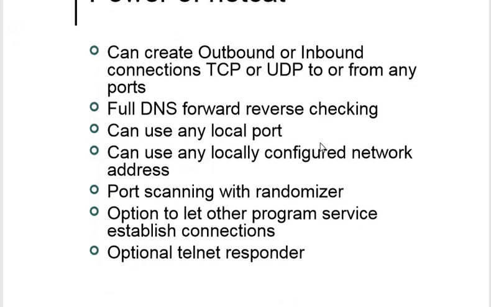So the power of netcat, what exactly can netcat do? It can create an outbound or inbound connection, TCP or UDP, to any ports. Outbound means, let's say you have port number 40. We will talk about the technical term traffic. When any data comes out from port number 40, that is called outbound. When any data comes into any port, it is called inbound. So netcat is used for both inbound as well as outbound network and traffic analysis. Also full DNS forward and reverse checking.